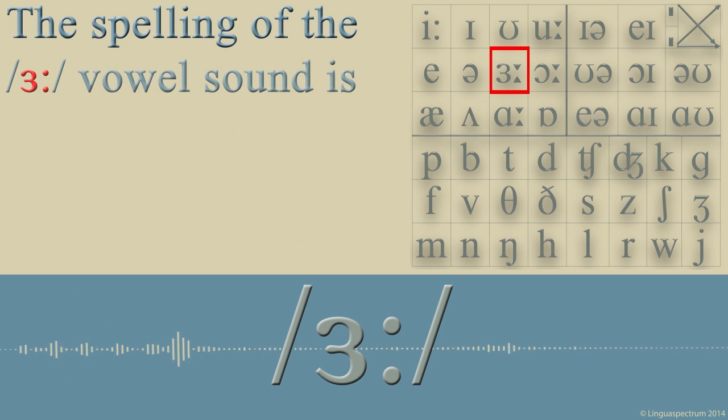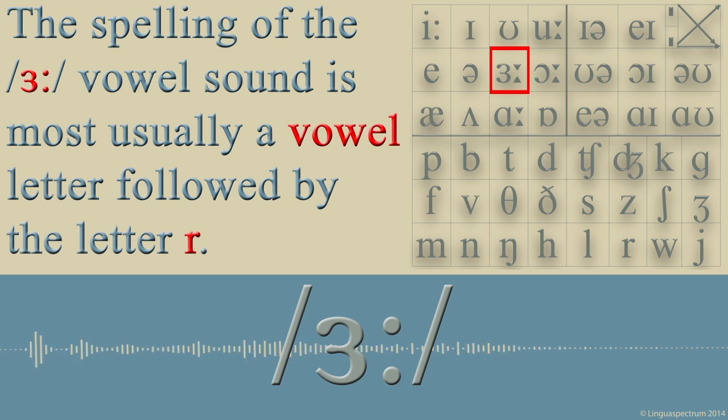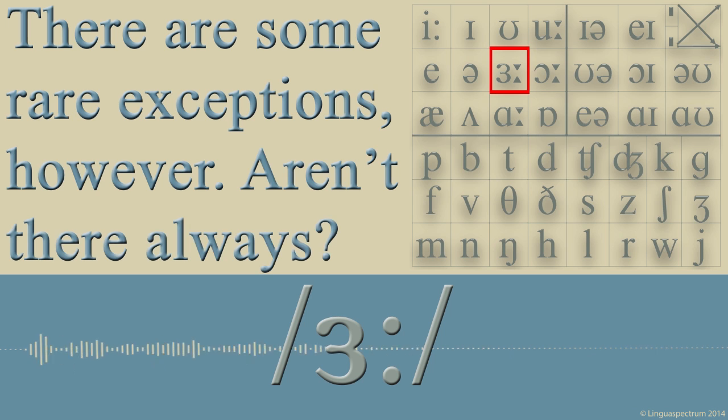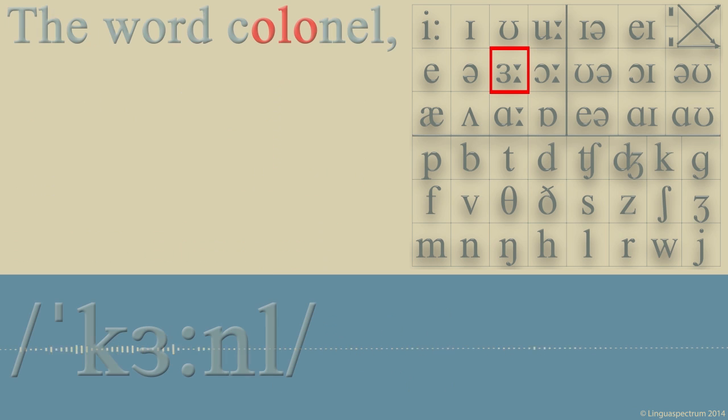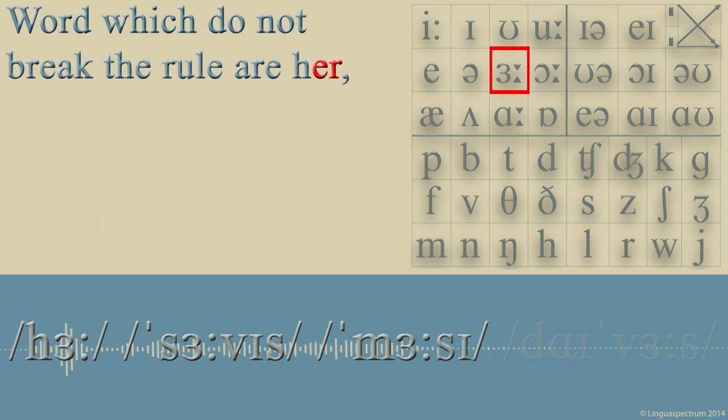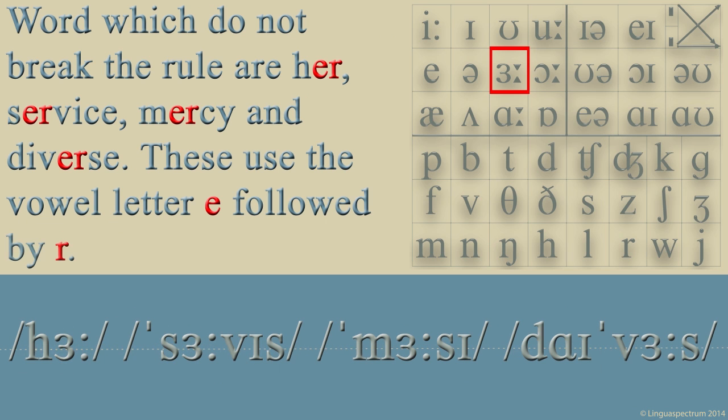The spelling of the vowel sound is most usually a vowel letter followed by the letter R. There are some rare exceptions, however, aren't there always? The word kernel, for instance, and the word milieu break the rule. Words which do not break the rule are her, service, mercy, and diverse. These use the vowel letter E followed by R.